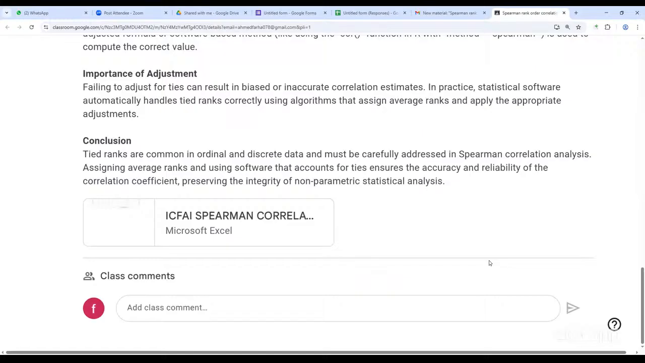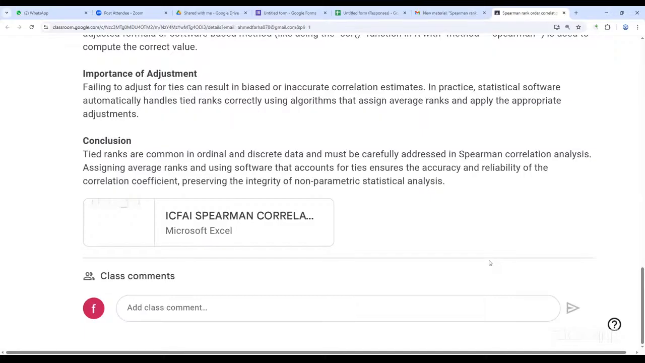Importance of adjustment: failing to adjust for ties can result in a biased or inaccurate correlation estimate. In practice, statistical software automatically handles tied ranks correctly using algorithms that assign average rank and apply the appropriate adjustment.